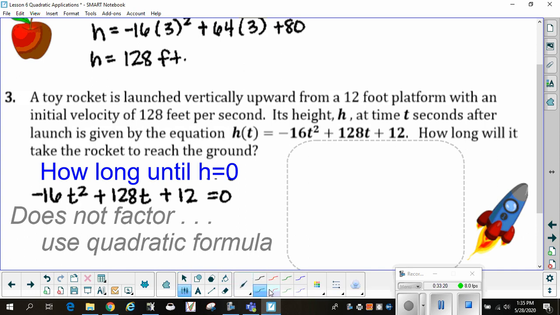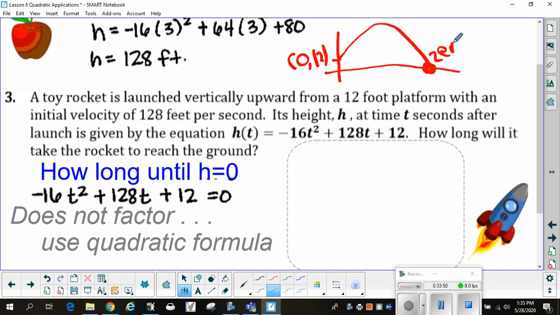Well, again, remember, you're thinking about your graph, okay? The rocket goes up and then it comes down. Okay, we know that this point is at time 0, it's at 12. I don't know how high it goes, but I don't care. I want to know when it hits the ground. So this is called a 0 or a root or a solution.